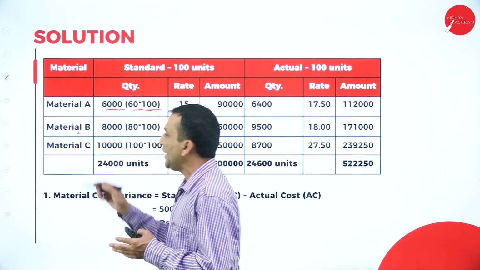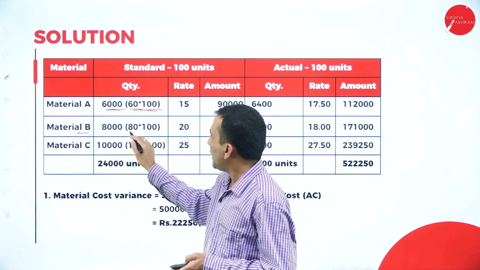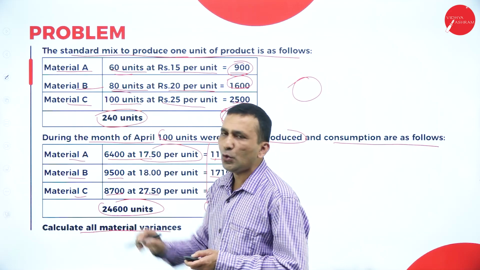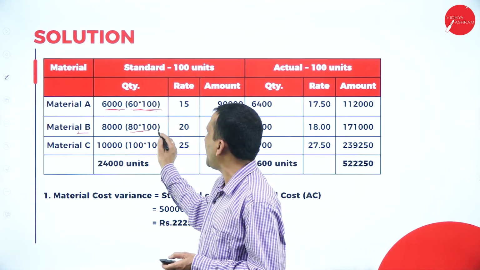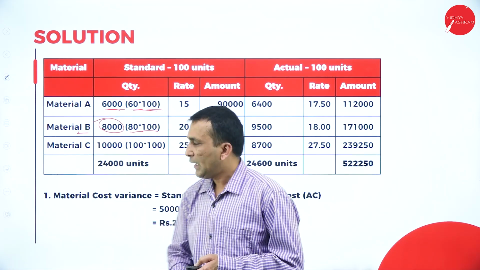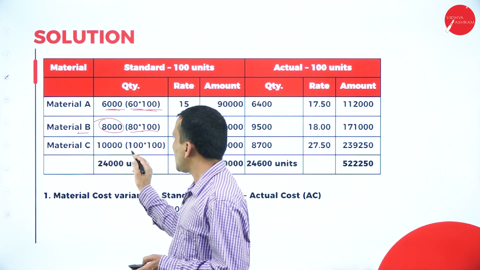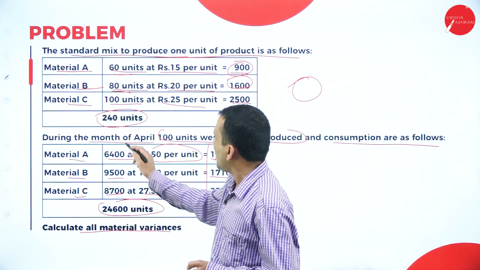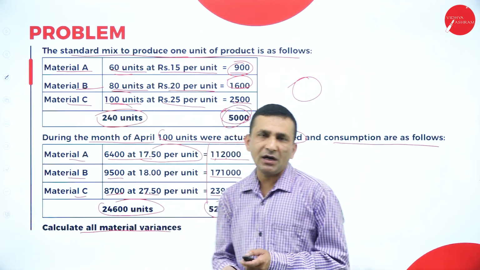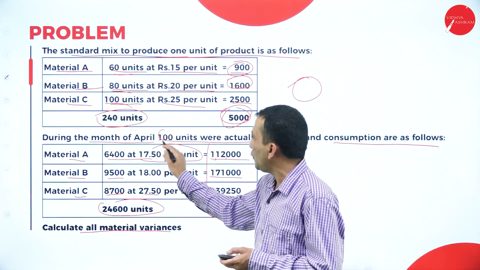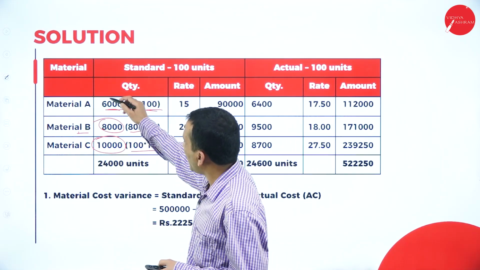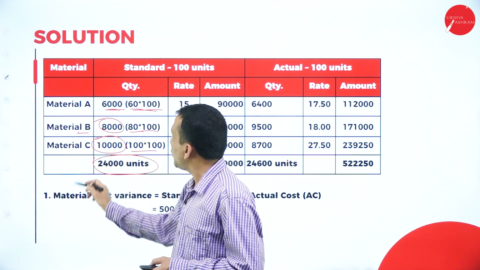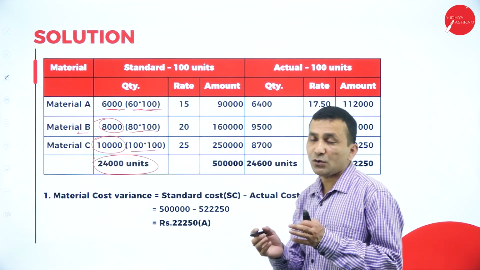The same thing for material B: 80 units is given. We are producing 100 units, so we multiply by 100 units and get 8,000. And material C, 10,000: how are we getting it? The unit is specified as 100 units, so if you multiply by 100 units, we get 10,000. If you take the total together, 24,000 units, which comes under the standard quantity.